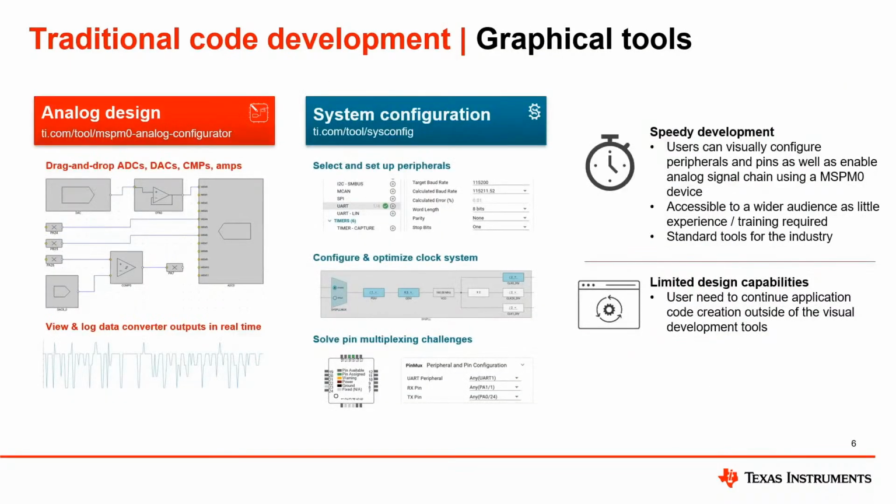To help with the process, there are various graphical tools, including Analog Configurator and System Configurator. Analog Configurator allows users to drag and drop their analog components to visualize their analog signal chain. System Configurator, on the other hand, allows users to select the peripherals they want in their design, assign them pins, and generate the configuration code. After the configuration is complete, the software engineer builds the application code off of the base generated by these tools. As a whole, traditional code development offers a lot of flexibility, but can be more involved and time-consuming than ideal. This is where MSP Zero Code Studio comes into play.